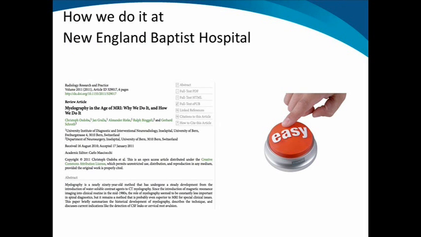I'll discuss our approach at the New England Baptist Hospital, which is a little more involved and a little more specifically tailored for patients who've undergone surgical procedures such as fusions, and also review the differences between our approach and other types of myelography performed at community hospitals.